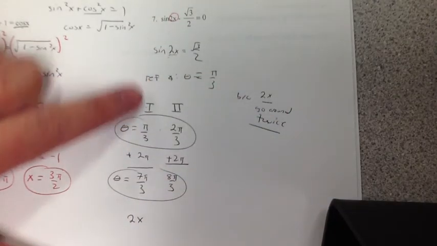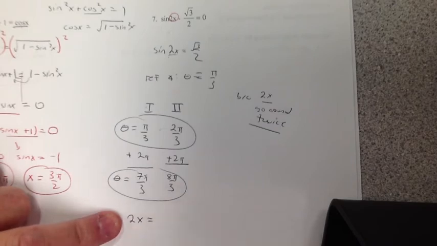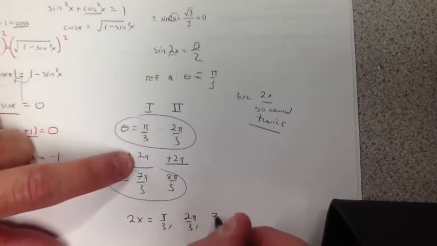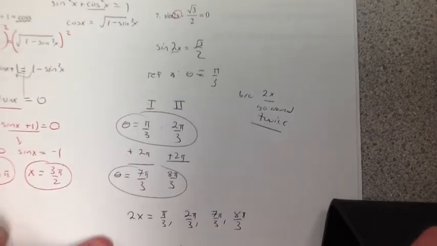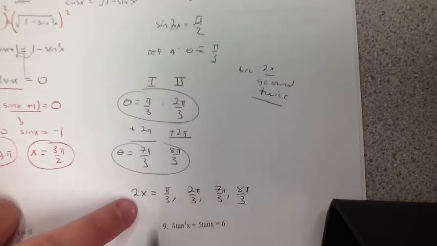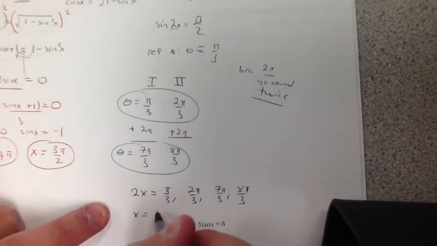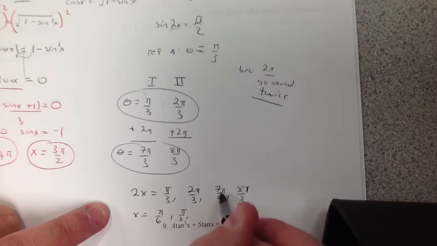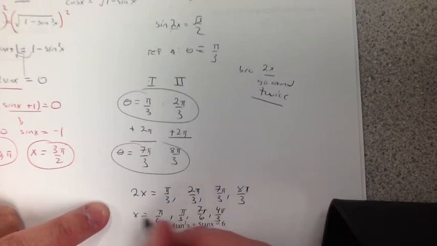So what we're going to do here is we're going to write 2x equals. And we're going to name all of these angles: pi over 3, 2 pi over 3, 7 pi over 3, 8 pi over 3. And we're going to do one more step to solve it. We're going to divide everything by 2. This becomes pi over 6. Here we get 2 pi over 6, which just becomes pi over 3. Here we get 7 pi over 6. And here we get 8 pi over 6, which is just 4 pi over 3.